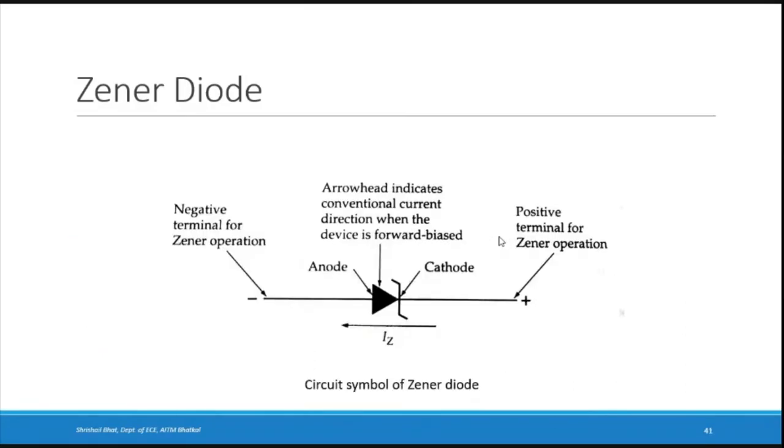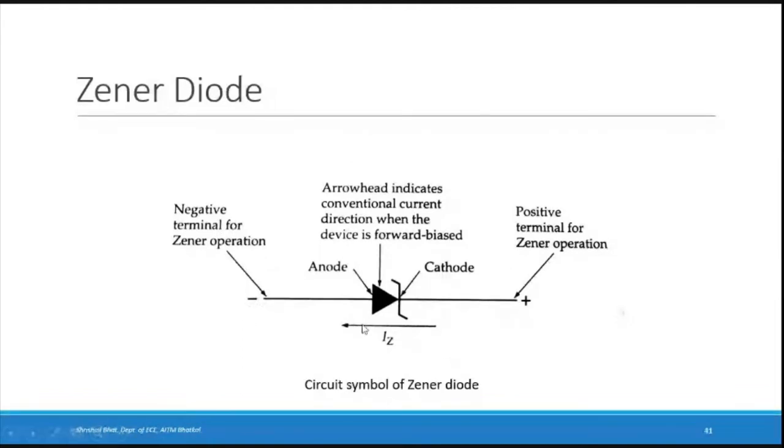So this is the symbol of a Zener diode. A normal diode is just an arrow mark with a vertical line. Here, the vertical line is bent like a Z, right? So this indicates it is a Zener diode. And the Zener diode is operated in reverse bias. So the P side should always be connected to the negative terminal of the battery, and the N side, the cathode, should be connected to positive.